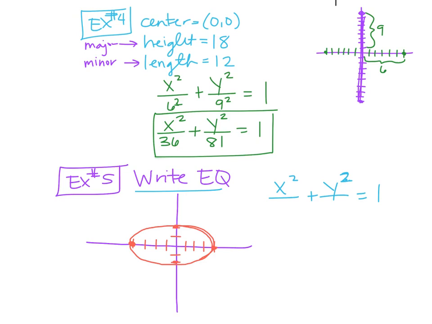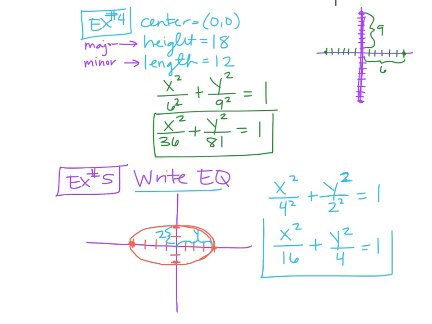So on our x, our x is going from here to here, a length of 4. So this would be 4 squared. And then this way, a length of 2, so it's 2 squared. Simplest form would say x squared over 16 plus y squared over 4 equals 1. And that would be your answer. That's it.